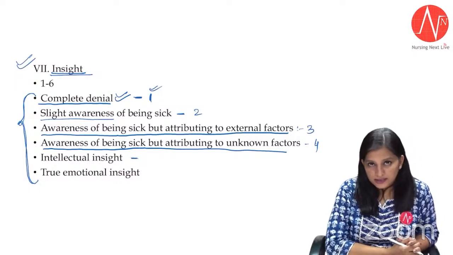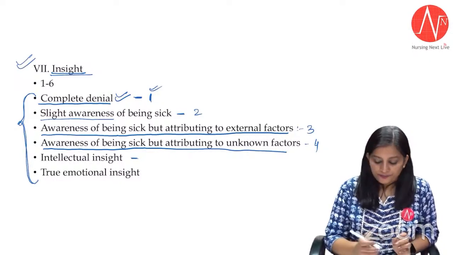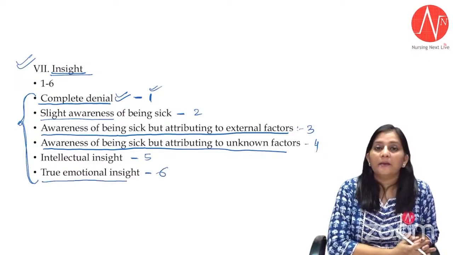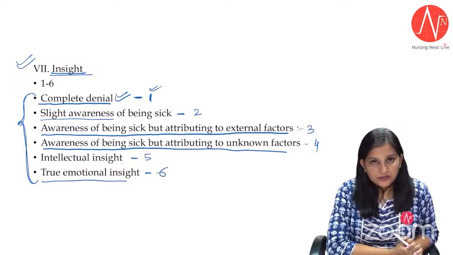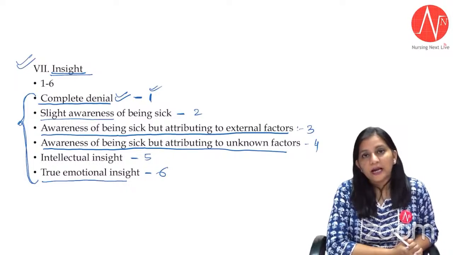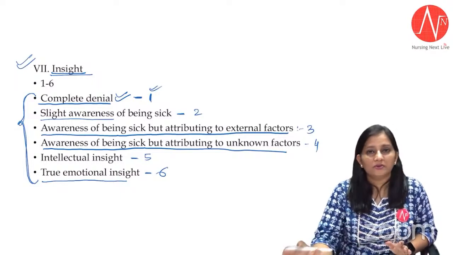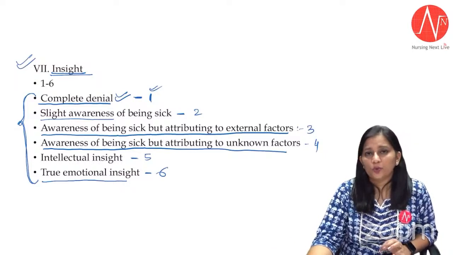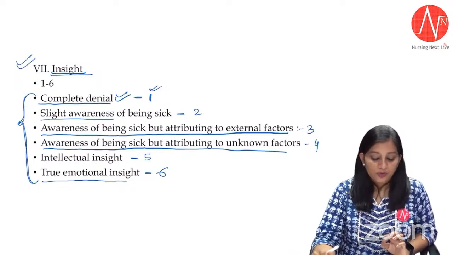5 is intellectual insight. The patient knows that he is sick, but there is no emotional component. Then it is 5. And when the patient has true emotional insight, it is graded at 6. The patient says, yes, I know I am sick, I am having this mental illness, and I have come here to take the treatment. After taking treatment and medicines, I will be better, and after that I will be discharged, but I have to continue my treatment for the prescribed dose or time. So the patient has true emotional insight, graded as 6. So this is about insight.